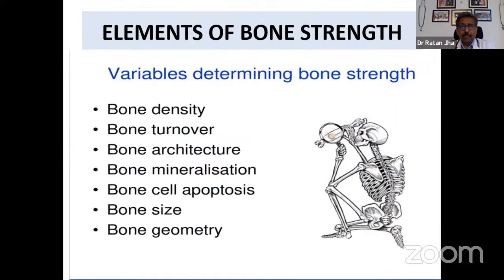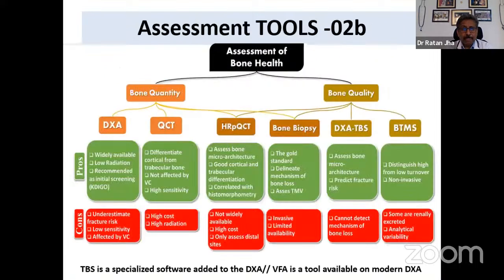So the elements of bone strength, which increase the risk of fragility fracture in patients with osteoporosis and chronic kidney disease, are shown in the slide. There are many variables which have to be understood in the appropriate context: the bone density, the bone turnover, the bone architecture, the bone mineralization, the bone cell apoptosis, the bone size, and the bone geometry. So these are the different domains which are usually evaluated by specialists to look at the bone strength.